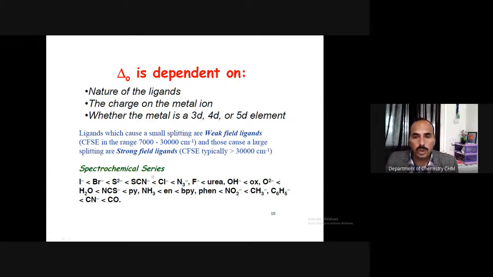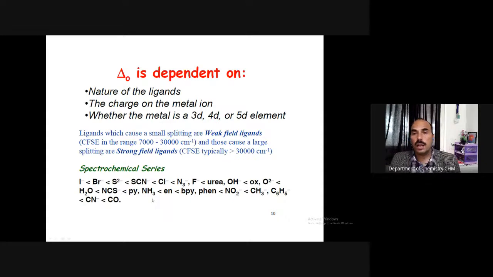Okay, so now you can easily predict that if you want to make a complex with a weak field ligand, there will be a smaller splitting. If you want to make a complex with higher splitting, you can choose a ligand from the right hand side of this spectrochemical series: ammonia, ethylenediamine, bipyridine, phenanthroline. Okay, and cyanide and carbon monoxide, they are strong field ligands.